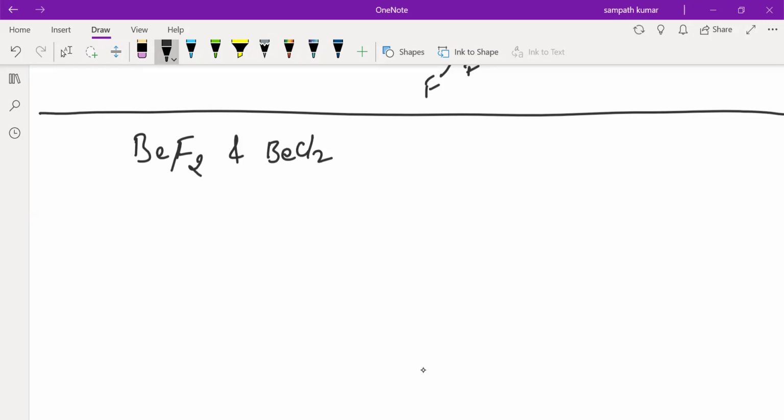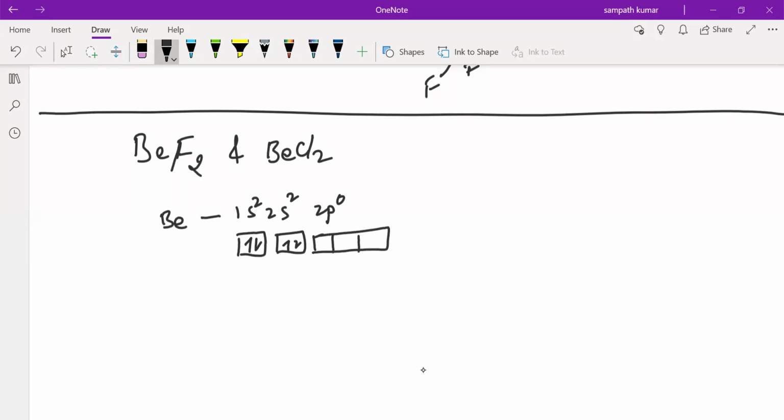In these two, which is the central atom? Beryllium, sir. What is the electronic configuration of beryllium? 1s2, 2s2, 2p0. Here, what are the core electrons? 1s2 is the core electrons. 2s2 is the valence electrons.